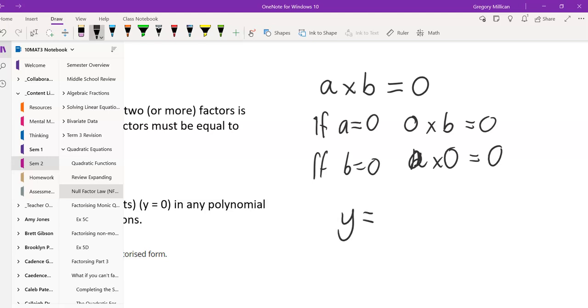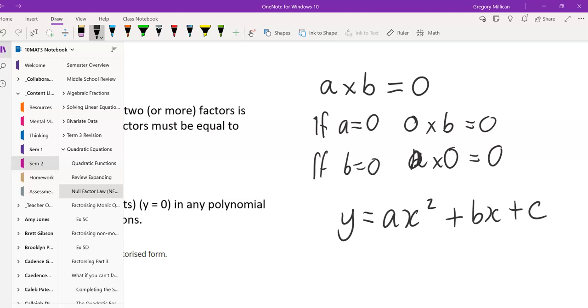Y equals, good, AX squared, because it's a parabola so it has to be squared, plus BX plus C. Cool? So that's a quadratic equation. Now, if we let y equal 0, the x values must be the roots. Because if I substituted in an x value and it equals 0, that must be an x-intercept, because on the x-axis, y equals 0.